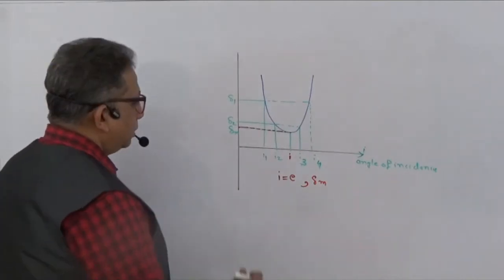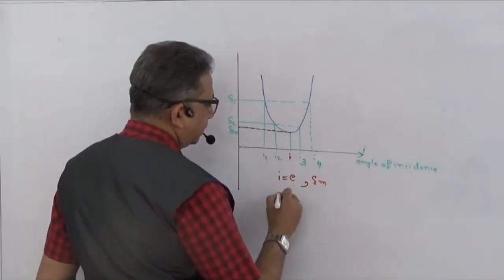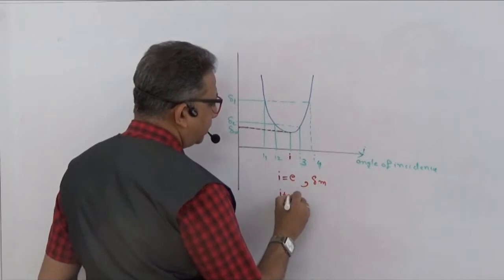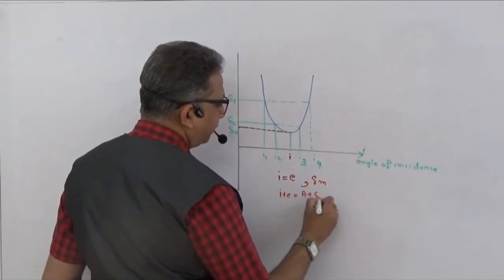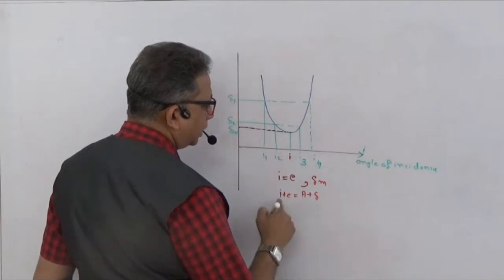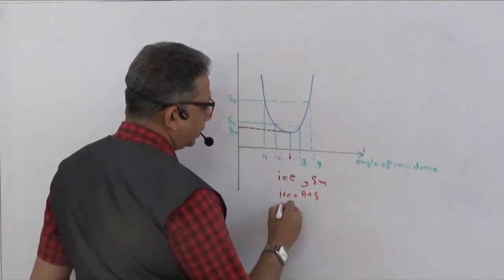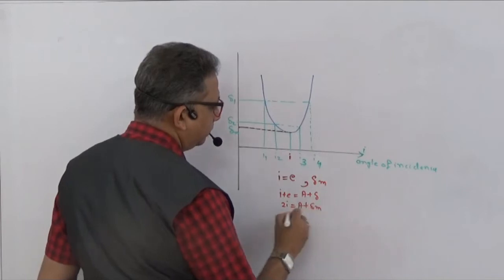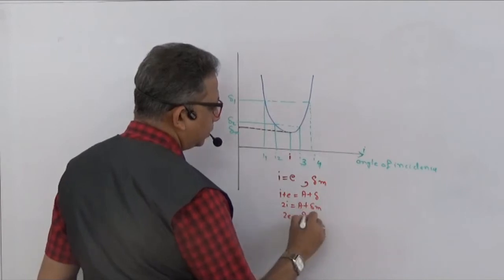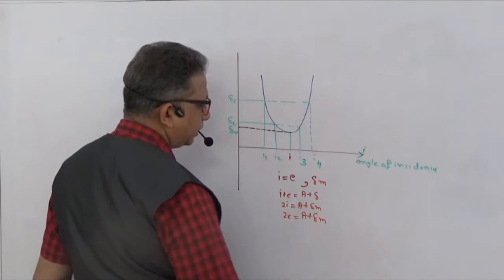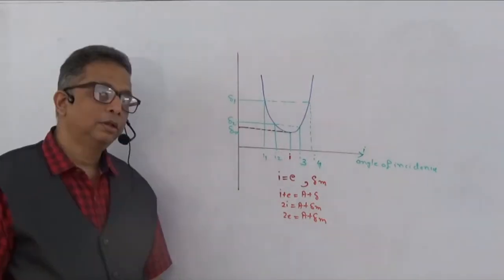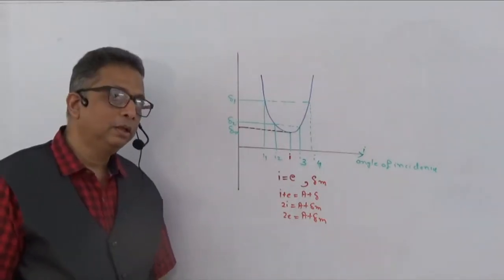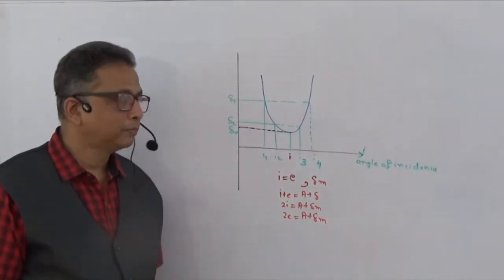The equation becomes this way: I plus E equals A plus delta. When delta is equal to delta m, I is equal to E, so it can be written as 2I equals A plus delta m, or 2E equals A plus delta m. These are the various relations that you use at the minimum angle of deviation when you will be solving problems.